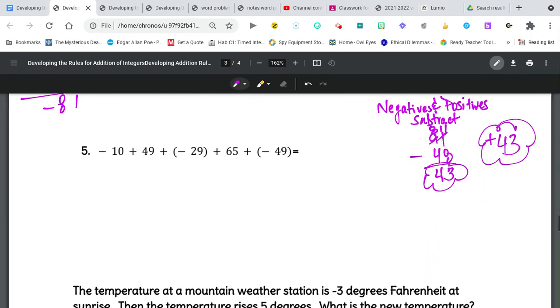Okay, let's take a look at it. Negative 10, that's negative, or you can say it goes to the left. Plus positive goes to the right. Plus negative goes to the left. Plus positive goes to the right. Plus negative goes to the left.